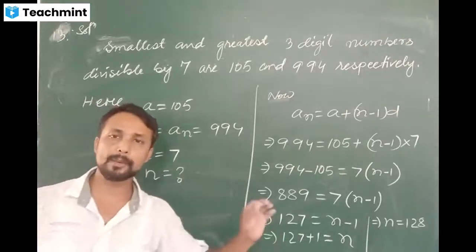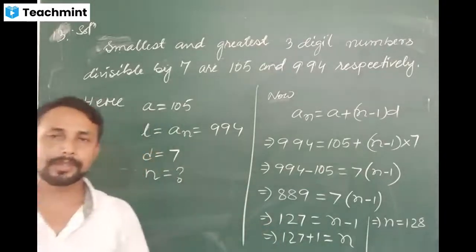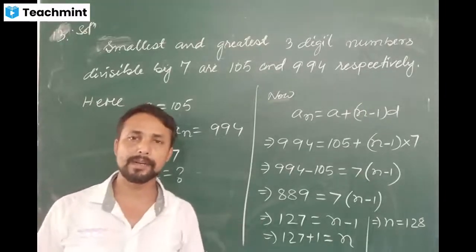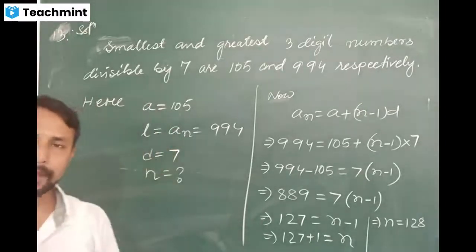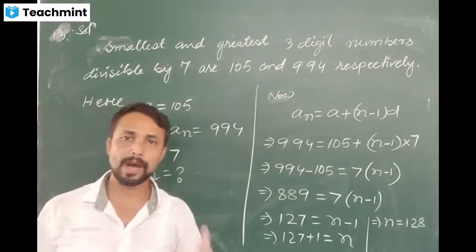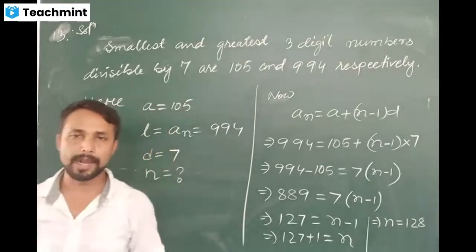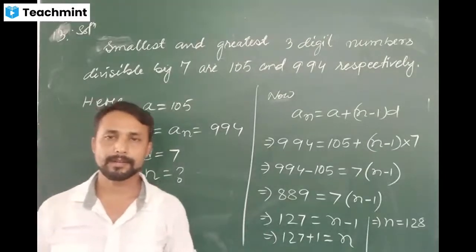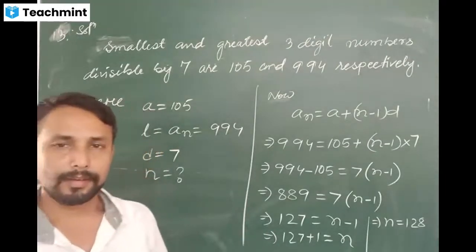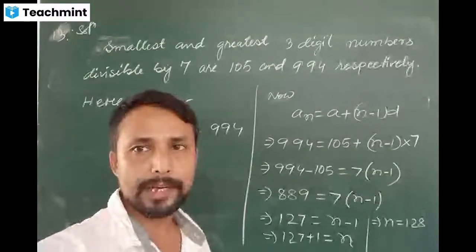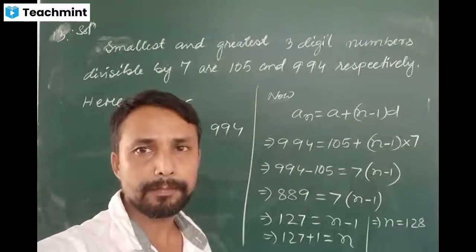There are 128 three-digit numbers which are divisible by 7.